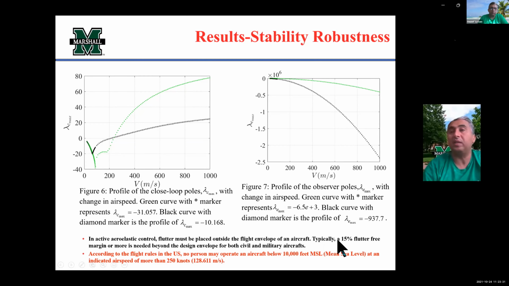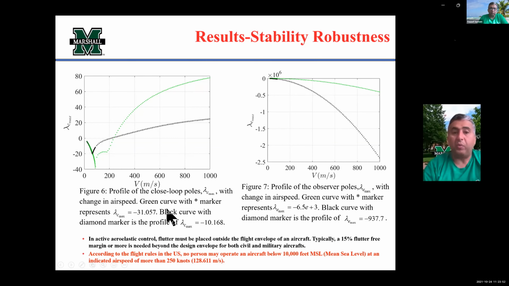But in all cases, the flutter boundary is extended by at least 69%. Now, in active aeroelastic control, the flutter boundary extension should be at least 15% or more. So our design actually satisfies that.